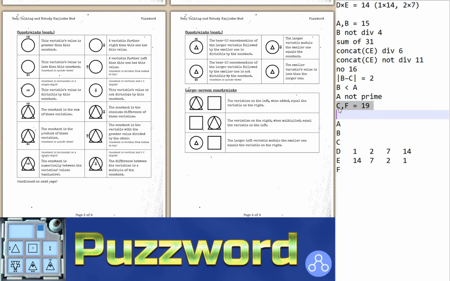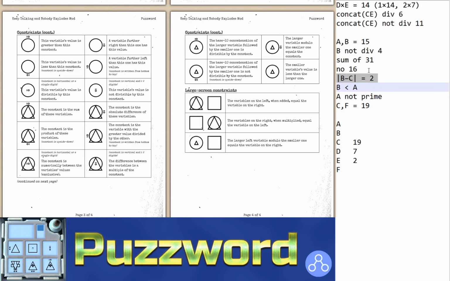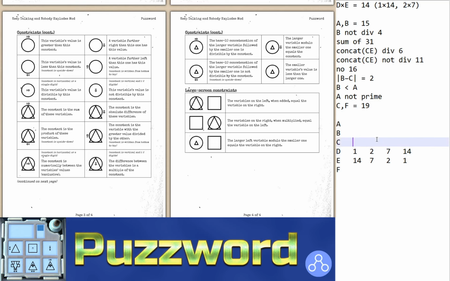Okay, so if Charlie is 19, now the difference between Bravo and Charlie has to be 2, so this is either 17 or 21, and it has to be less than Alpha, so Alpha would have to be even bigger than this, but at the same time one of them has to be 15, so that is not possible, right? Obviously if Bravo can't be 15, Alpha would have to be 15, but then Bravo is not less than Alpha anymore. So now we know that Charlie can't be the 19.